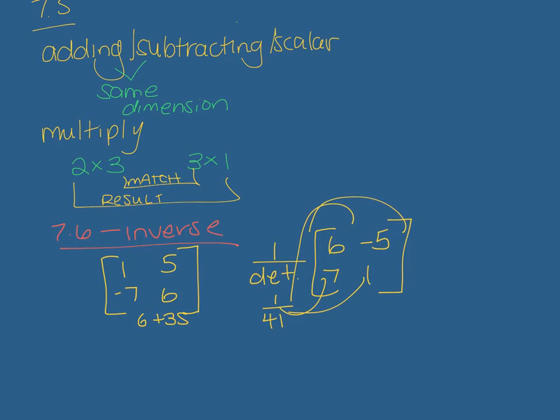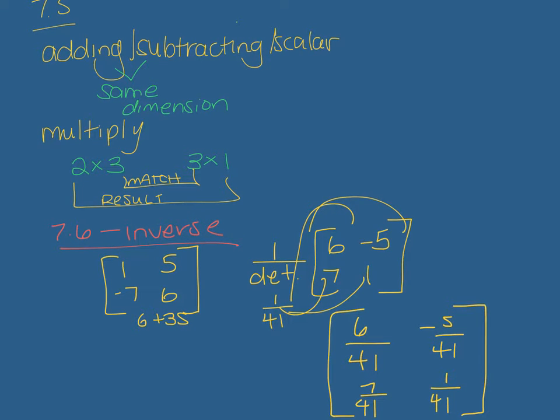So again, make sure you switch the A and the D, and you negate the B and the C. So the answer here would be 6 over 41. Negate, you just do the opposite. Correct. So you don't move those other ones. 1 over 41. This would be the inverse to that matrix.